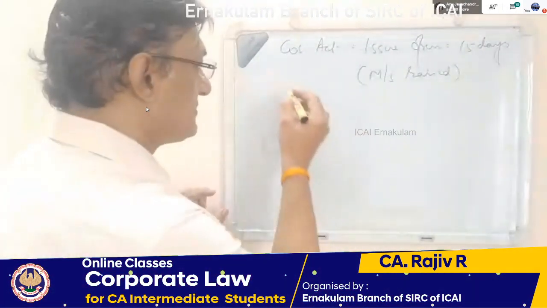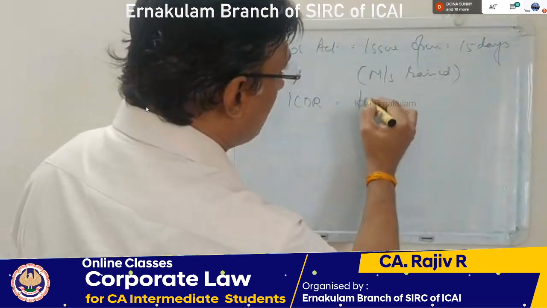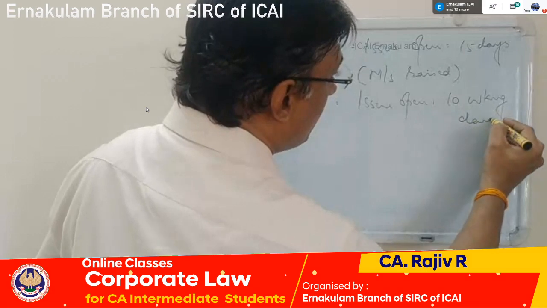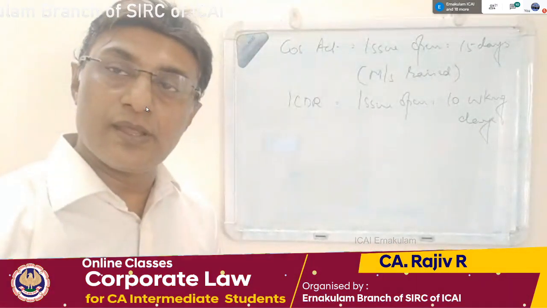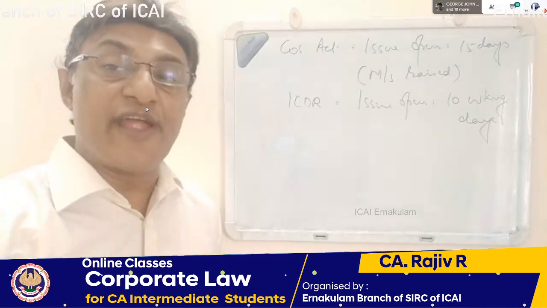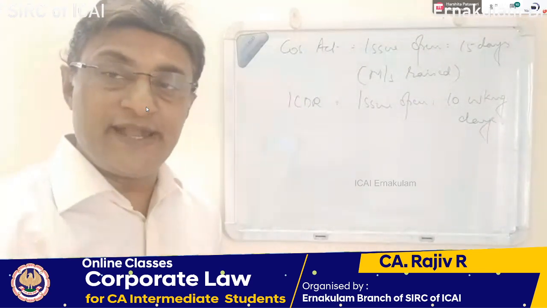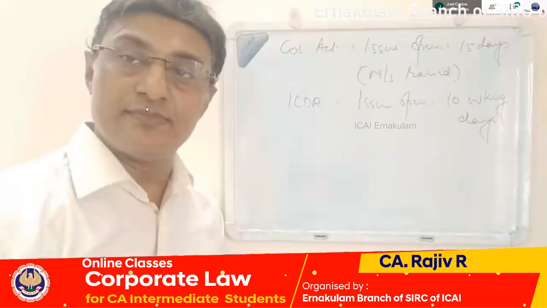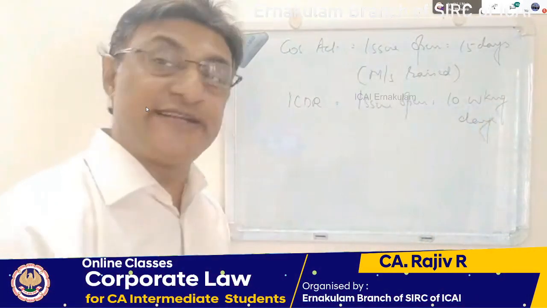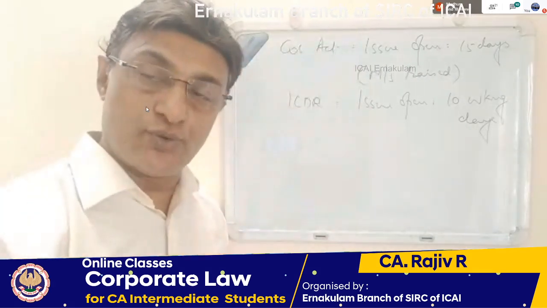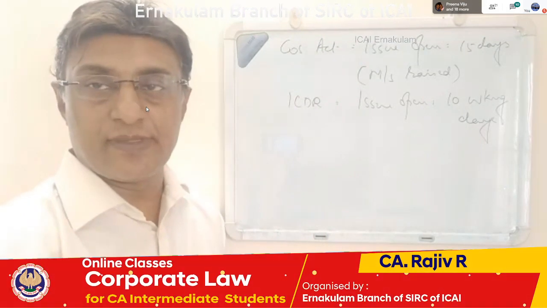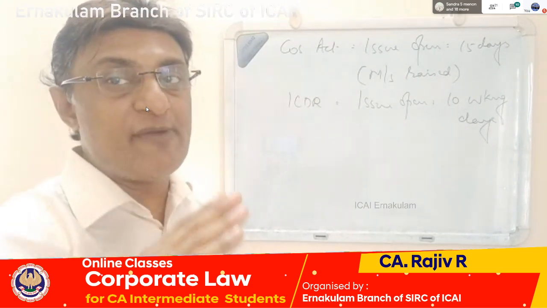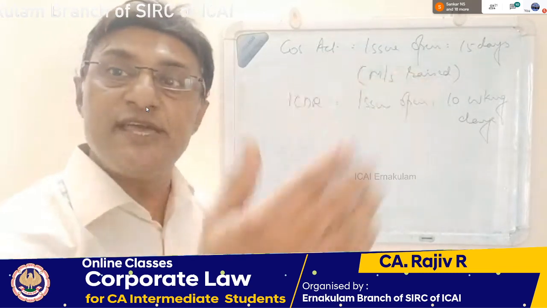You know what ICDR says? ICDR says the issue can be kept open for 10 working days. Today happens to be a Friday. One Sunday is coming. The next Sunday will also come in that gap, in that band. So according to the ICDR, 10 working days, which might effectively come to 12 days. 2 Sundays are going to intervene. So what would normally have been 14th of May will become 16th of May.